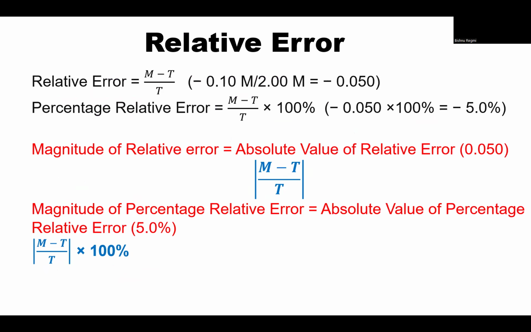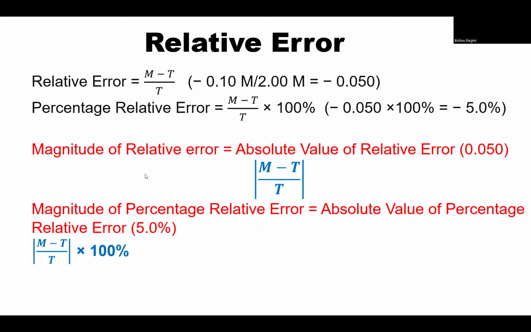Relative error can also be expressed as the percentage relative error. In that case, we multiply the relative error by 100. In this case, the percentage relative error will be minus 5.0%. Sometimes we just write the magnitude of relative error or magnitude of percent relative error. In that case, we just take the positive value.